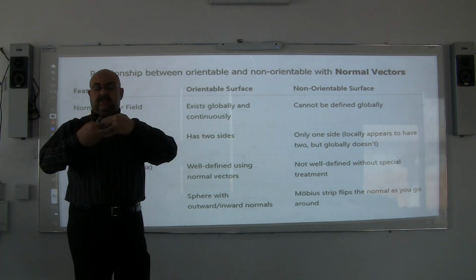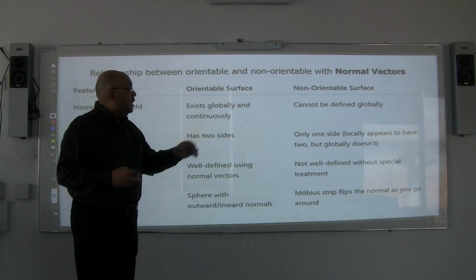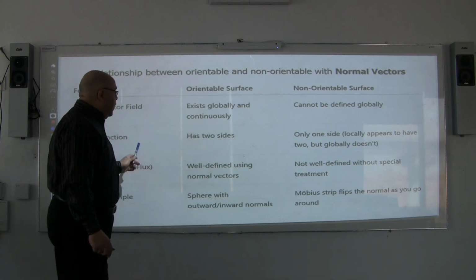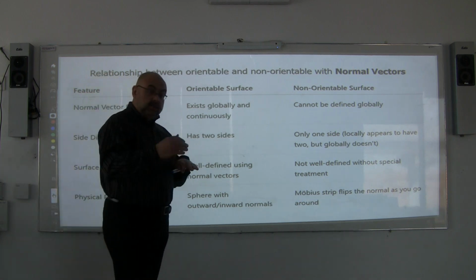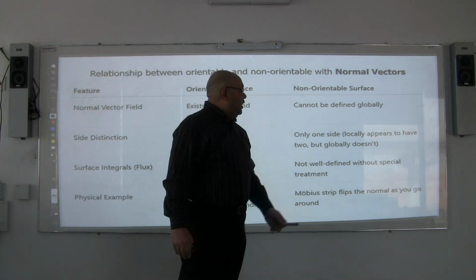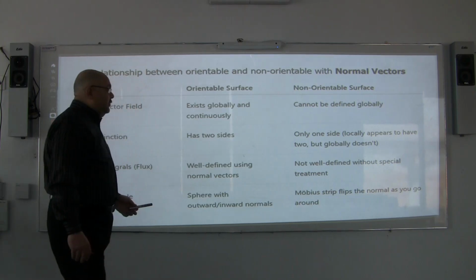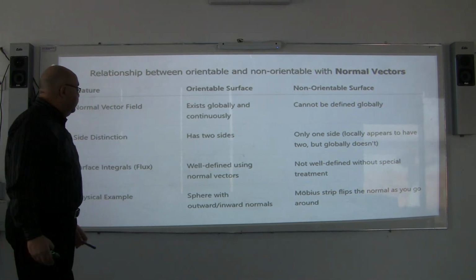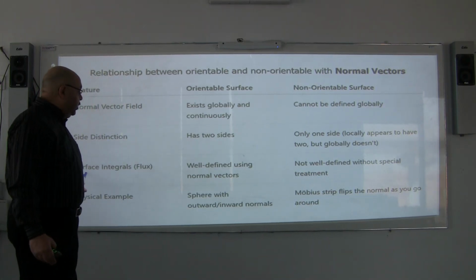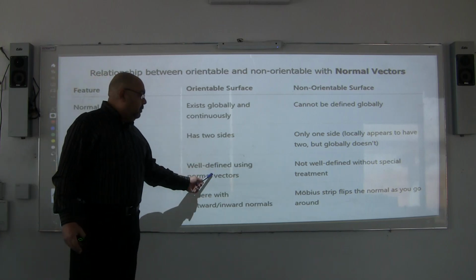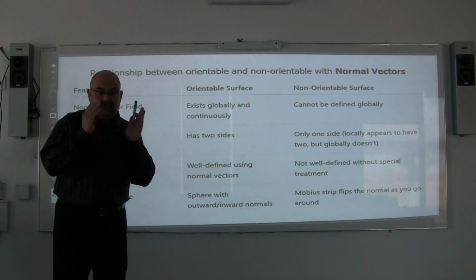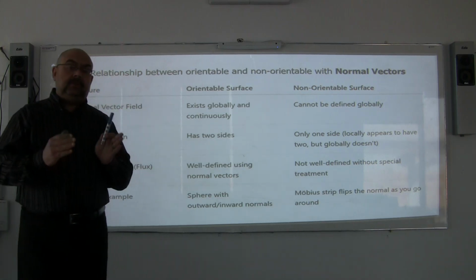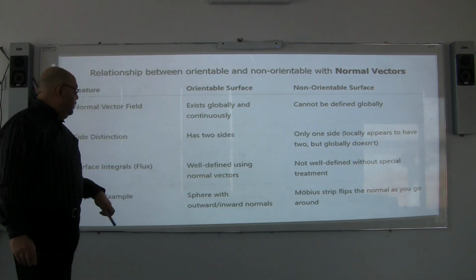If this is the surface, so it already exists, but it can't be defined globally. It has two sides, upper and lower, or the top and the bottom. Only one side locally appears to have two, but globally it doesn't. Okay, surface integrals are well defined using the normal vector, not well defined without special treatment. You will have to assign some part in order to determine the normal vector.